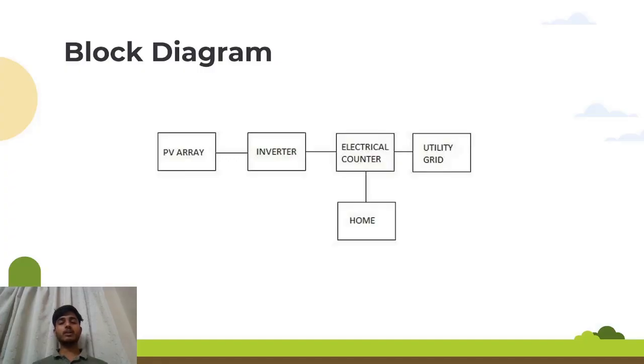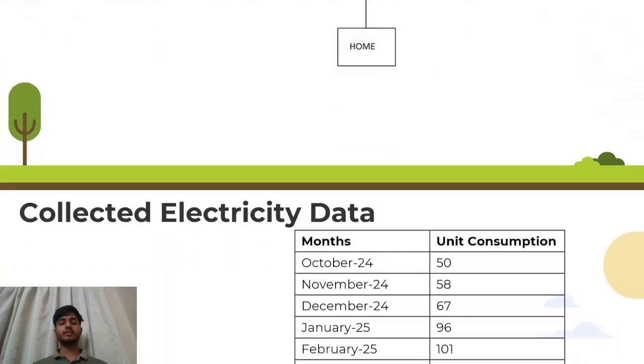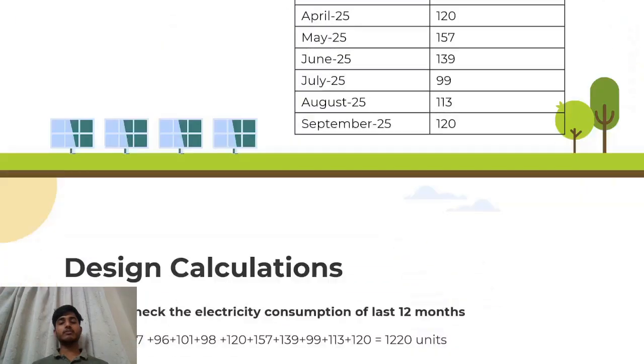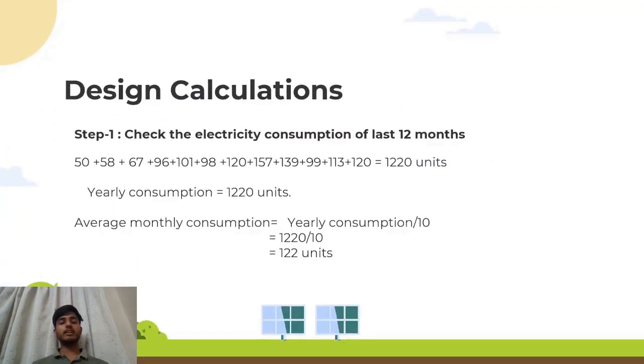Now let us see how to design a solar PV system. For that we have to collect electricity data of last 12 months. After collecting the electricity data of last 12 months, then we have to calculate the yearly consumption. To calculate the yearly consumption, we have to add all last 12 month electricity consumption. After calculating yearly consumption, then we have to calculate average monthly consumption.